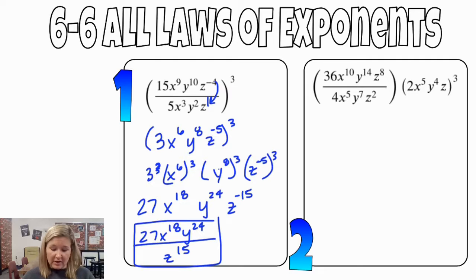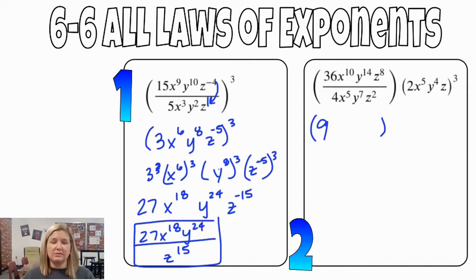Okay, so it looks like I'm going to have at least 3 rules going on here. If I don't have a negative exponent, I'm not quite sure. I'm going to divide, I'm going to raise a power to a power, and I'm going to multiply. So remember, the first thing I want to do is simplify what's inside of the parentheses first. So I'm going to go ahead and divide here. So I'm going to have 36 divided by 4, so divide coefficients.